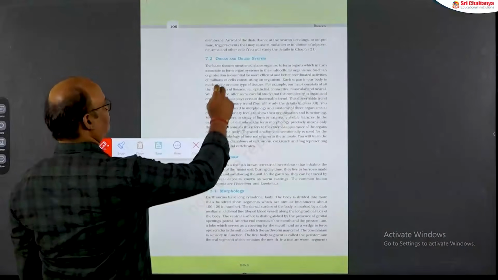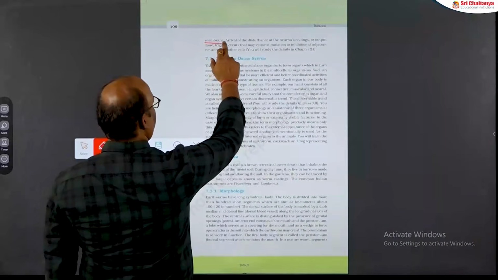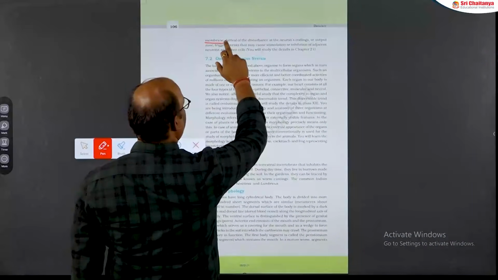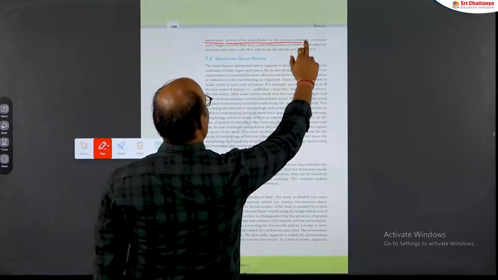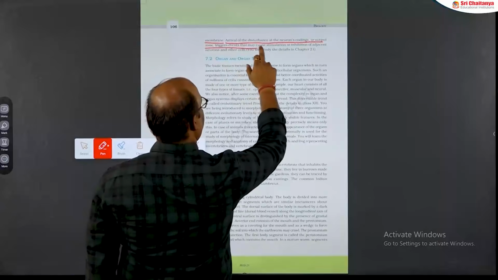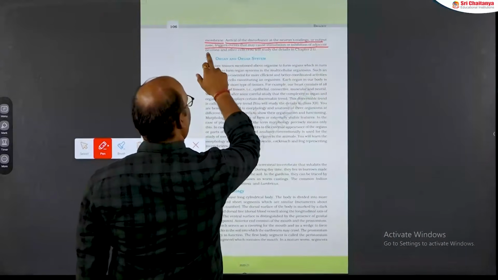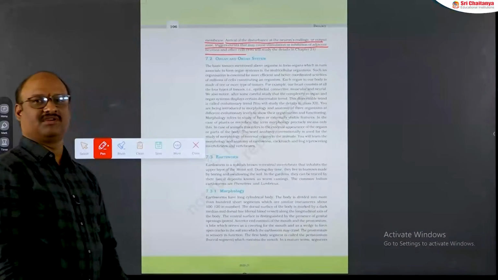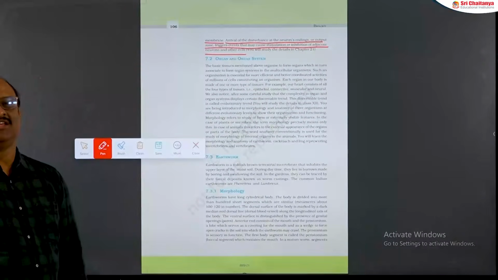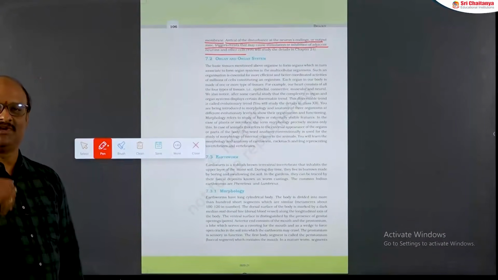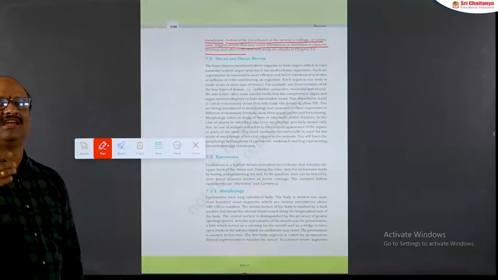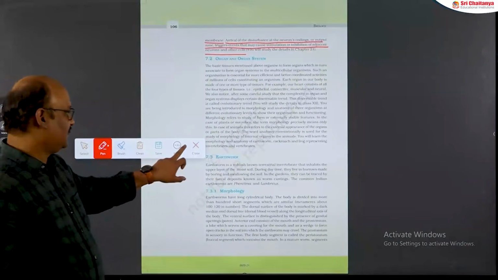So please remember this particular statement: the neuron, the impulses travel along the plasma membrane. Disturbance at the neuron endings or output zone triggers events and may cause stimulation or inhibition of adjacent neurons and other cells. Output zone is nothing but the axon terminals or the telodendrites, which transport the impulses to the next neuron or the next tissue. That is a very important part.